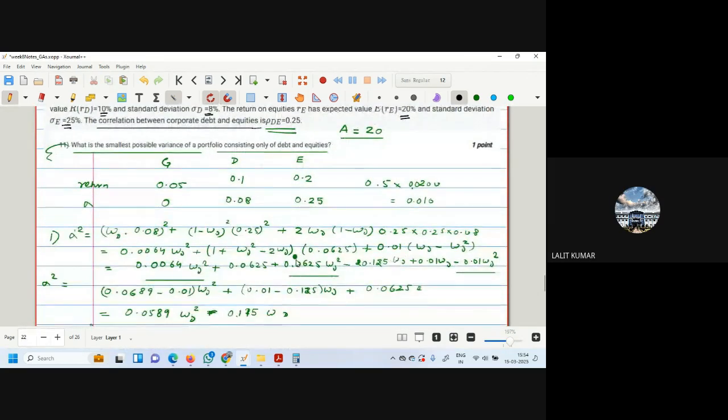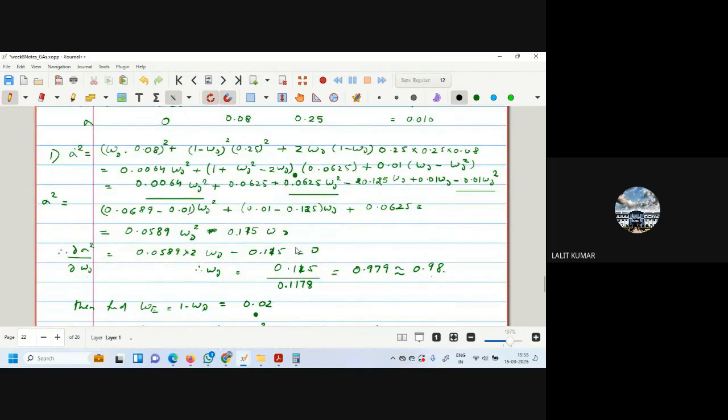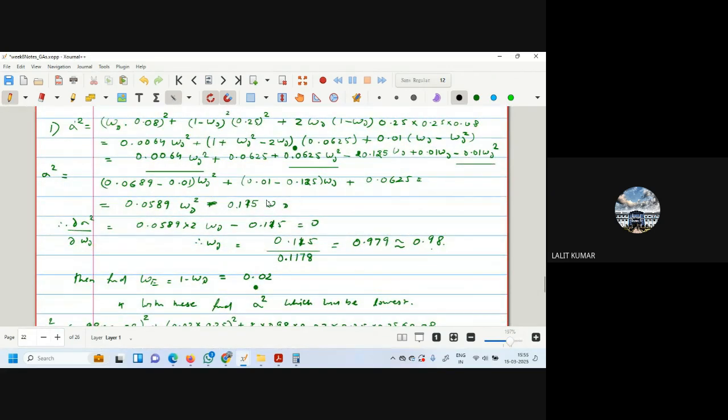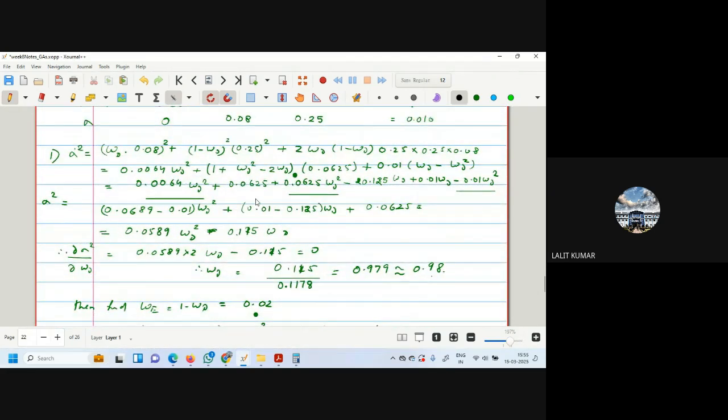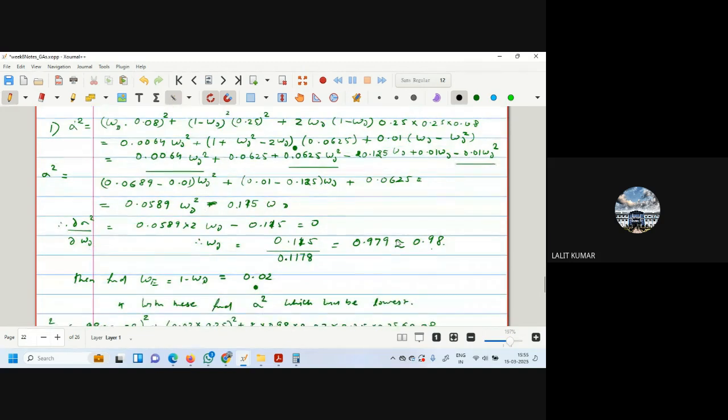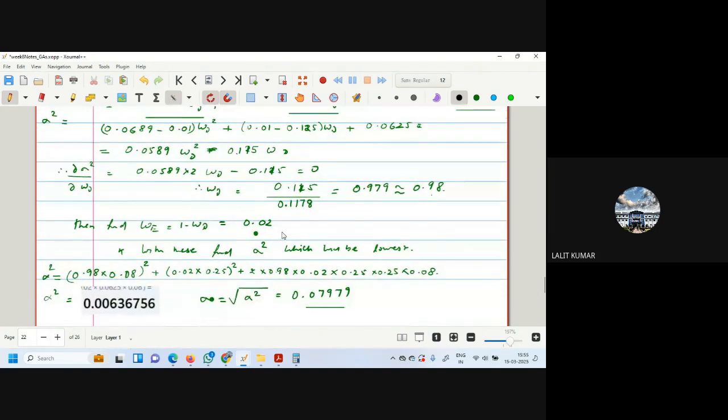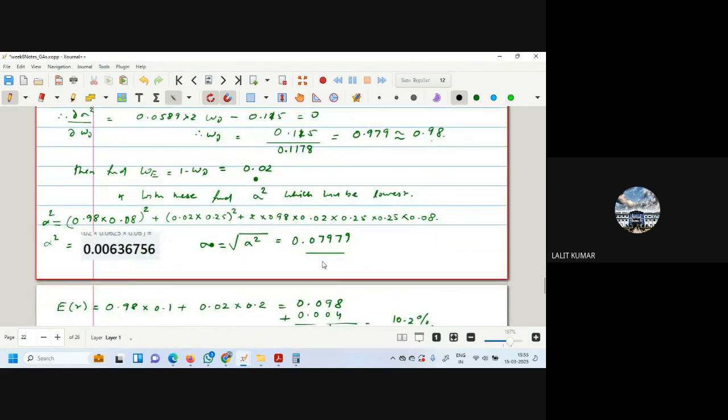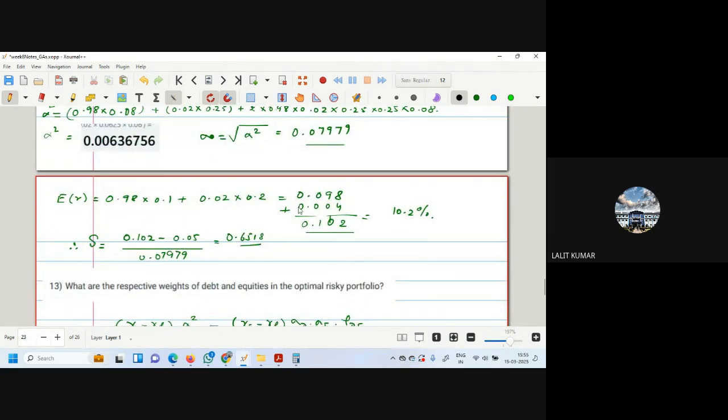So these are the same steps which we have done earlier. I have not used the formula; I have calculated directly, just putting the W values, and I got the answer. So we have got this answer, a standard deviation. And they have also asked for the Sharpe ratio. So I have calculated ER, I have calculated the variance, I have calculated the Sharpe ratio.